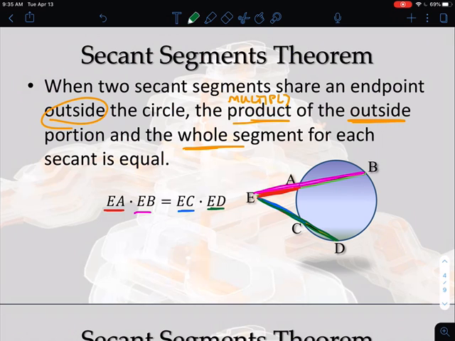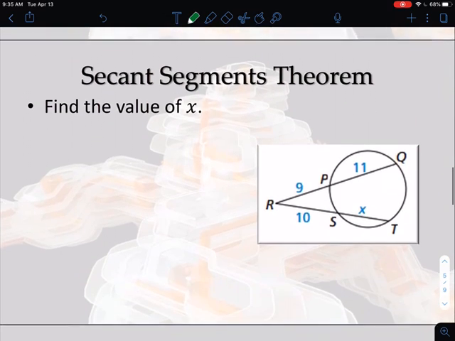Now, what I want you to remember on something like this is basically you're always going to take the outside times the entire length. So outside times whole equals outside times whole. So it's always the outside piece times the entire length is equal to the outside piece times the entire length. And again, we just go one secant at a time.